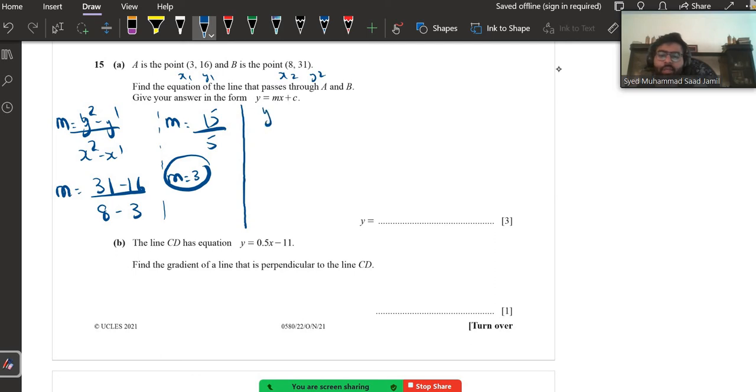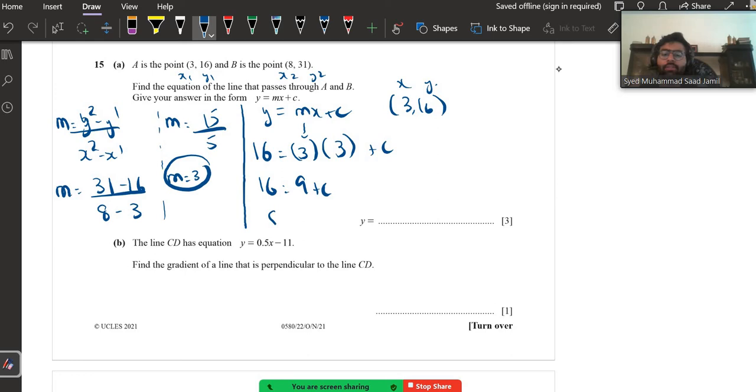Second step, write down the equation y equals mx plus c. You can plug in either 3, 16 or 8, 31. Let's plug in 3, 16. In place of y, write 16. In place of m, write 3 because that's the gradient. In place of x, write 3 again, plus c. 16 equals 9 plus c. c equals 16 minus 9. c equals 7. So y equals 3x plus 7.